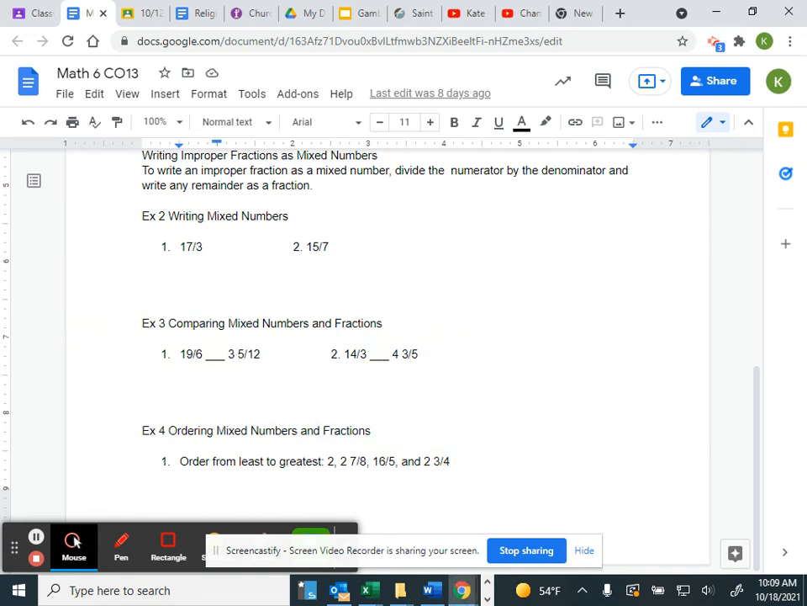The last thing we're doing is ordering mixed numbers and fractions. Same thing. First thing you have to do is you have to know what the whole numbers are. Sometimes those whole numbers make it easy to know where they come. So we've got 2 7/8. I'm just going to rewrite them so they're easier to see. Oh, 16/5. I want to rewrite that as a mixed number. What would 16/5 be, Will? 3 1/5. And then I have 2 3/4.